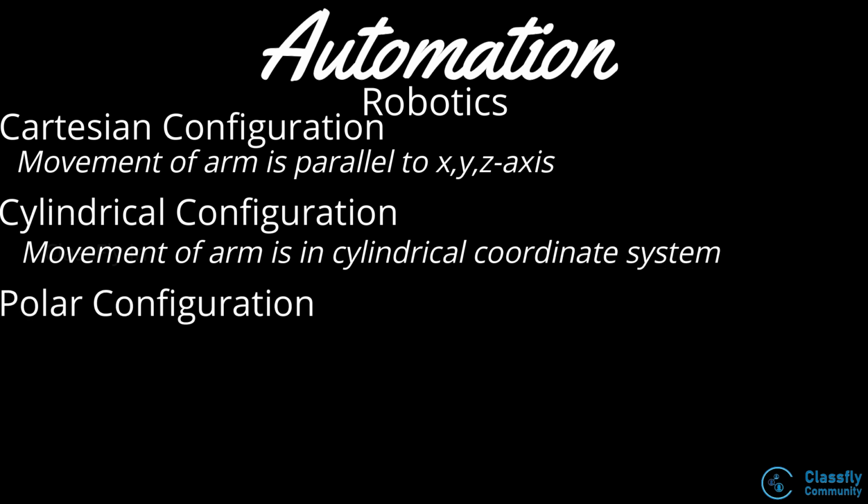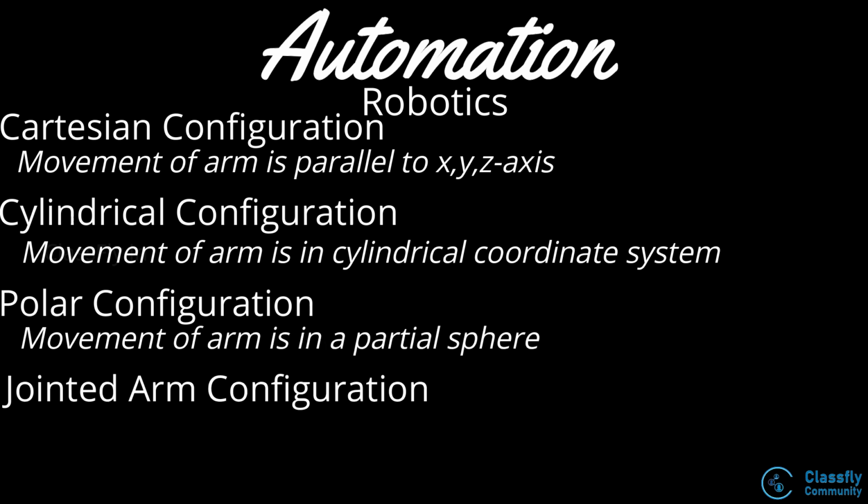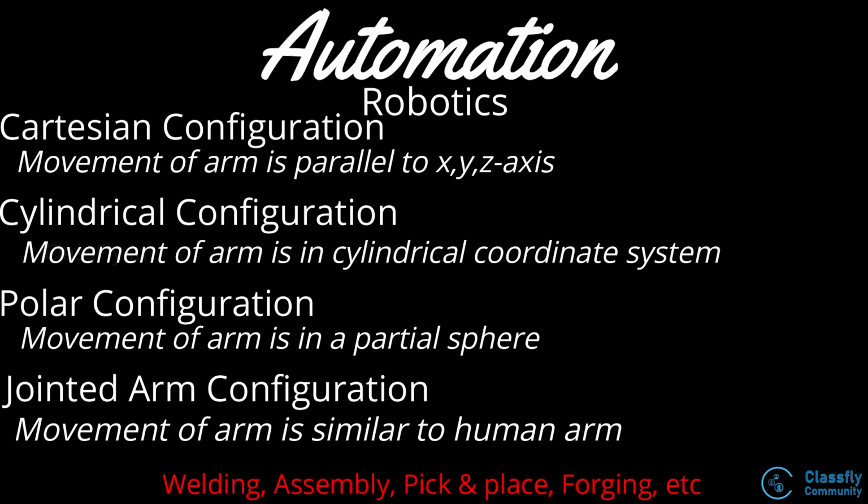The polar configuration robot, where the robot arm can move in a partial sphere, and the jointed arm configuration, which is the configuration similar to the human arm. We studied about the various applications of the robots in the field of welding, assembly, pick and place operations, forging operations, etc.